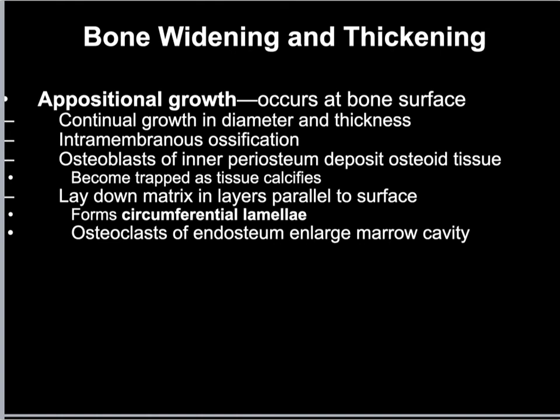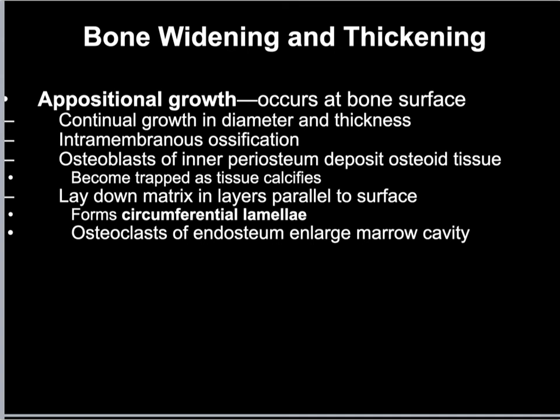What happens is that the periosteum layer, so the periosteum has the osteogenic layer on its innermost surface. That osteogenic layer has osteoblasts. And what you do is you just lay down bone tissue, and the bone gets thicker. Now, you don't actually want your bones to just get thicker. They would end up being really, really heavy.